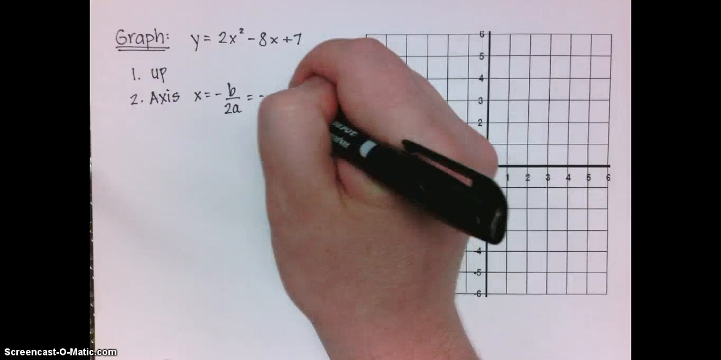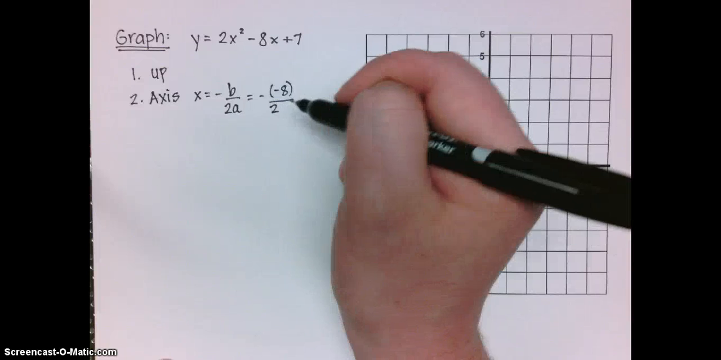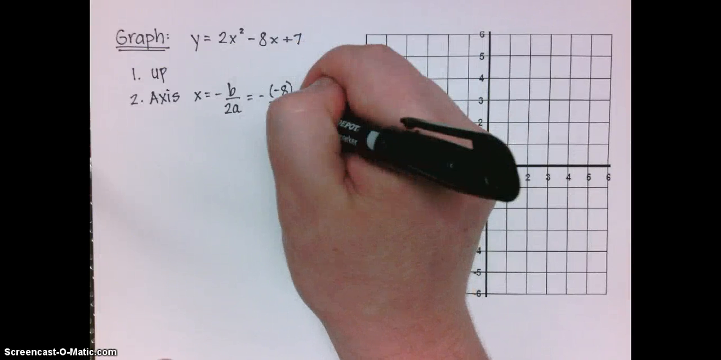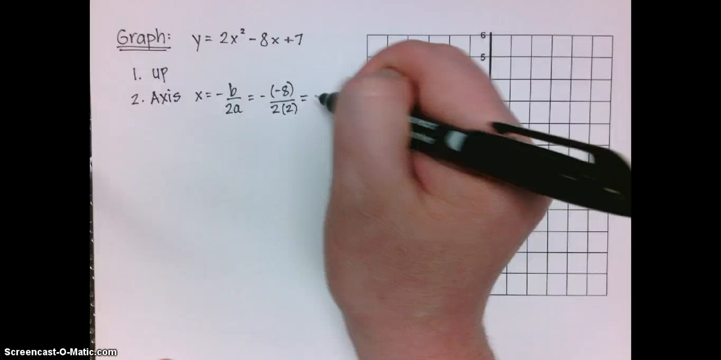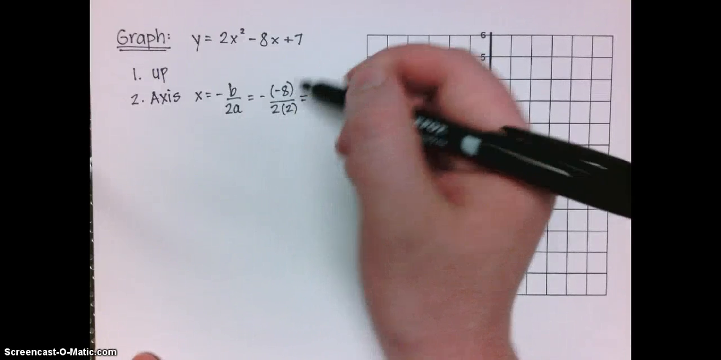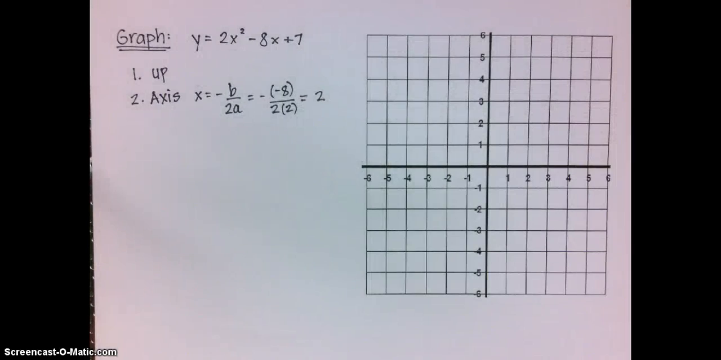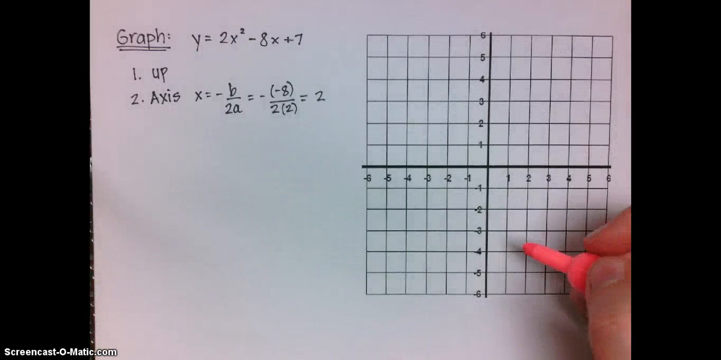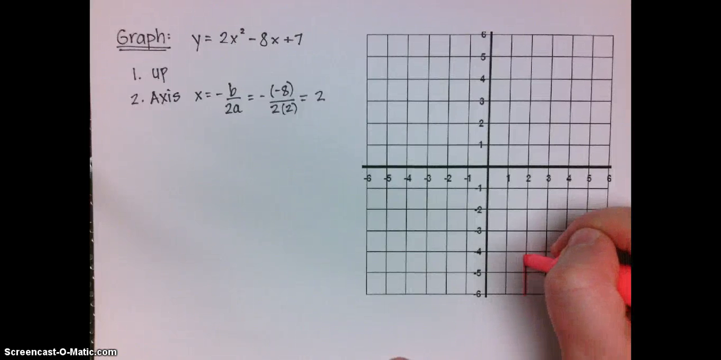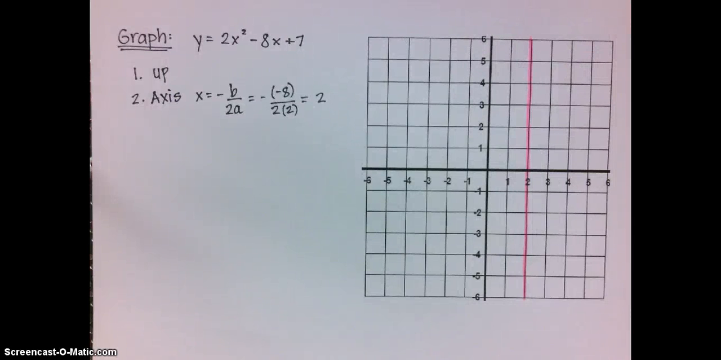The b this time is a negative 8 divided by 2 times positive 2. Negative negative makes it positive, so 8 divided by 4 on the bottom is 2. So I know now that my axis of symmetry in this case is going to be at the line x equal 2. It's a vertical line. Okay. So I found that.